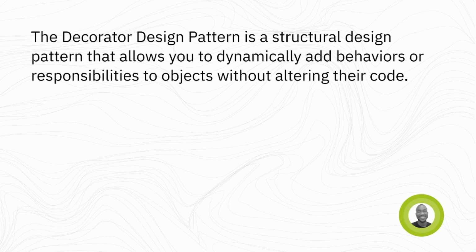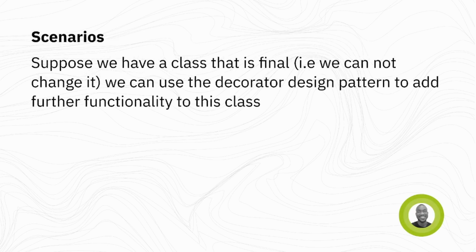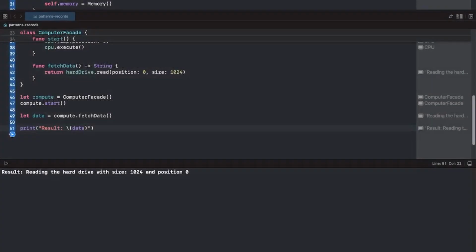So let's say we have a class that is final. Once the class is final, we know that we can't change anything in that class again. But we wanted to add some extra functionality to some method in that class. So what we can do is use the decorator design pattern to add this functionality. Without further ado, let's move into our Xcode and see how we can implement this.